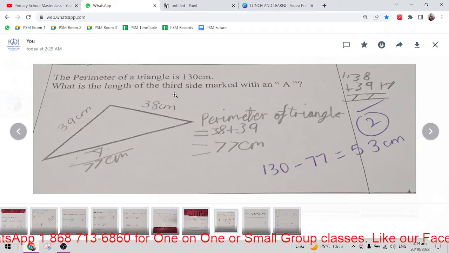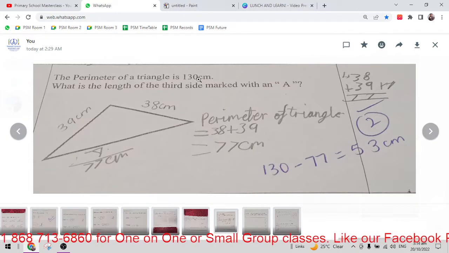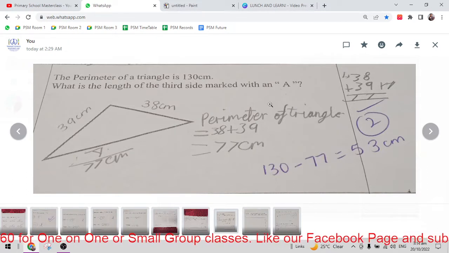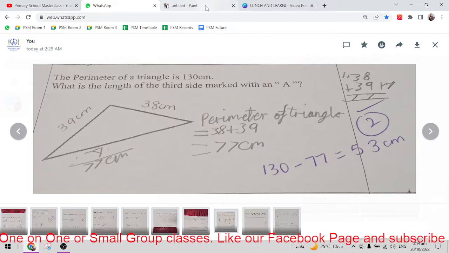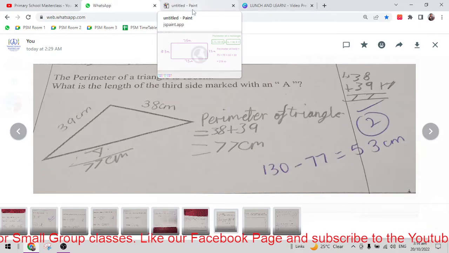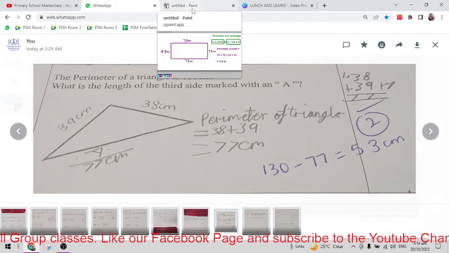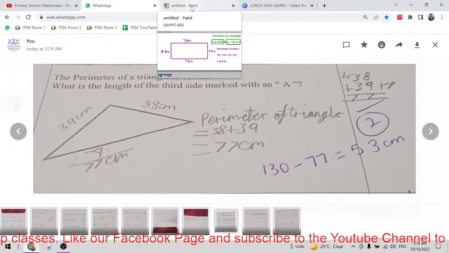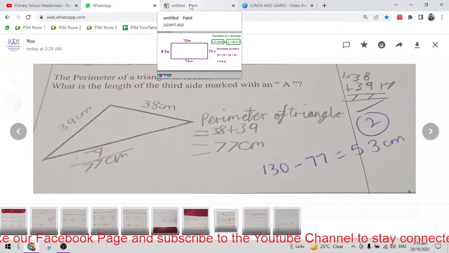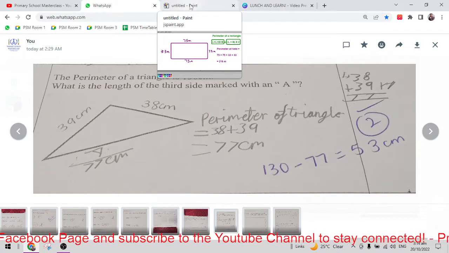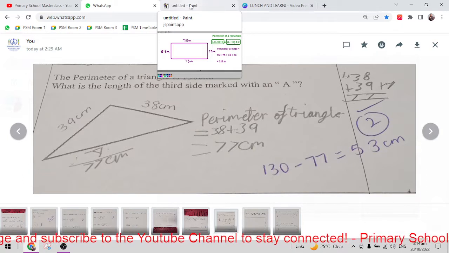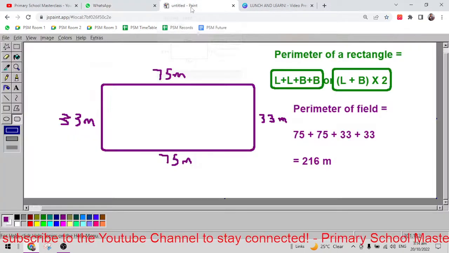Next question. The perimeter of a triangle is 130 centimeters. What is the length of the third side marked with an A? Okay. So recall a triangle has 3 sides and they gave you the perimeter of the triangle. So if they give you the perimeter of a triangle and they give you two sides, you need to find the third side by minusing the two other sides from the total perimeter.